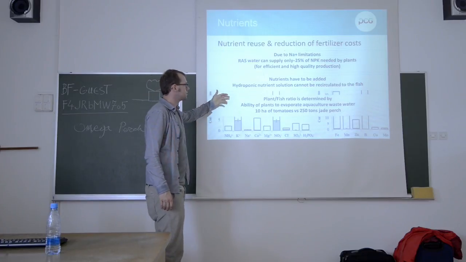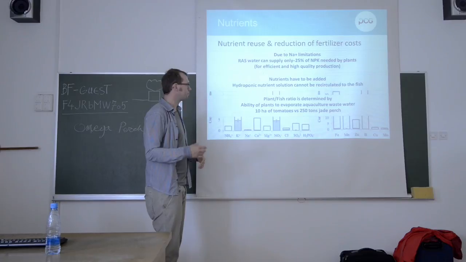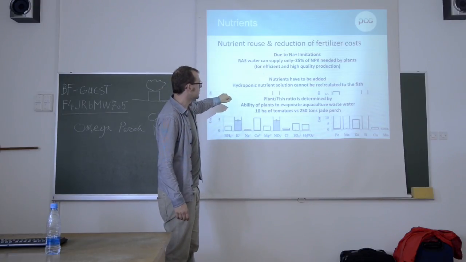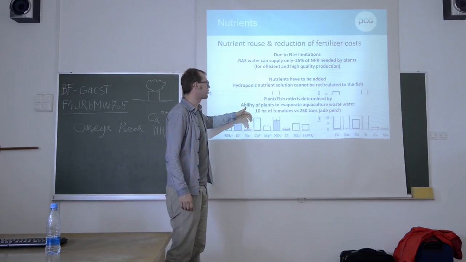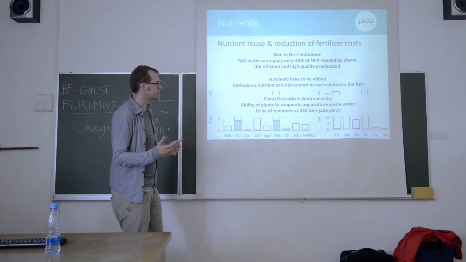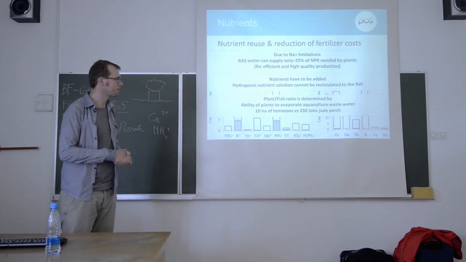So if we take into account this evaporation rate of the tomato plants, we calculate that a 10 hectare tomato greenhouse could be combined with a 250 tons jade perch or media perch fish farm.